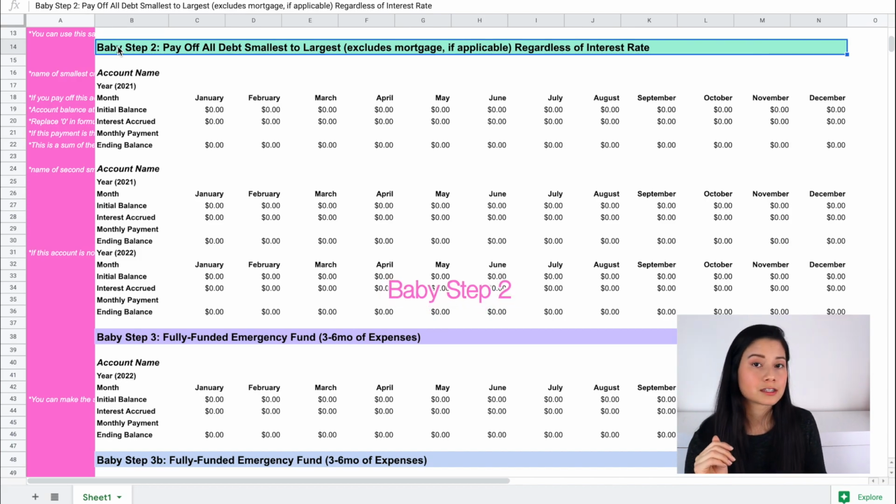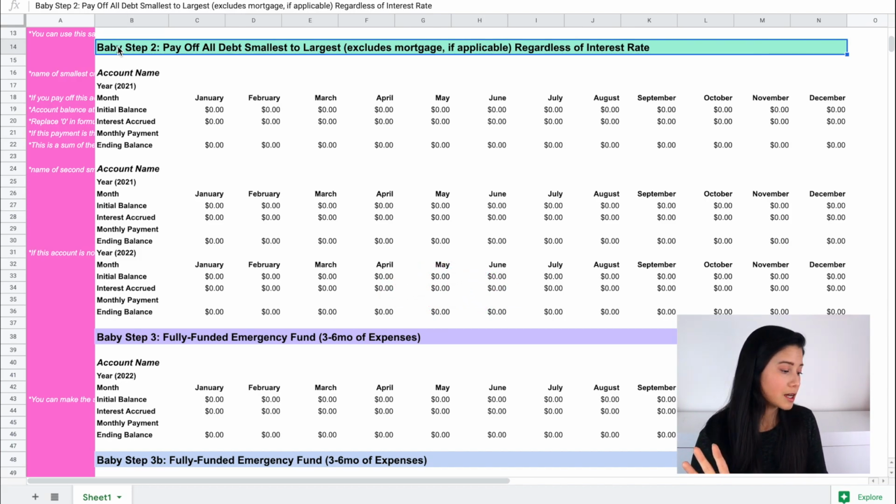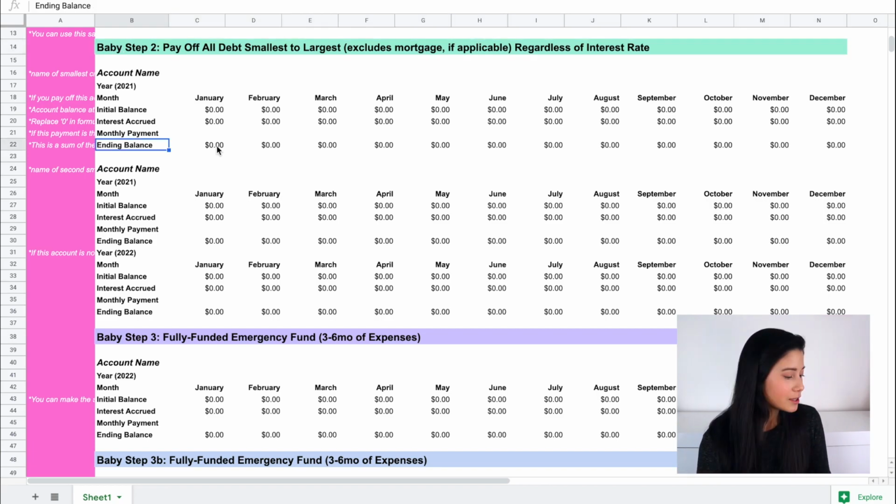Okay, so once you have your starter emergency fund, you go on to baby step 2, which is pay off all debt, smallest to largest, except your house. It doesn't really depend on interest rate unless it's pretty much the same balance and one has a higher interest rate. The only real difference here is the ending balance formula.